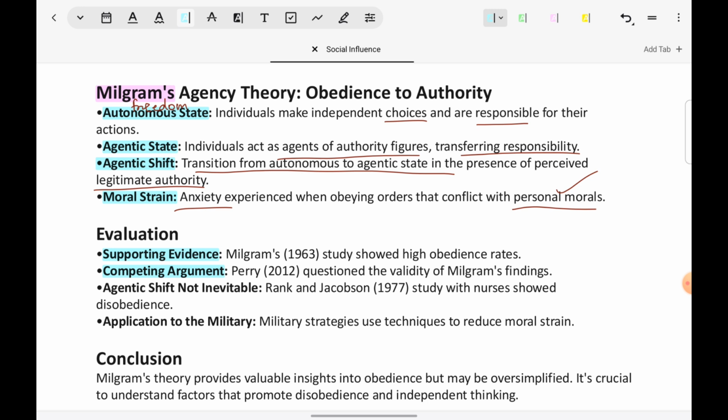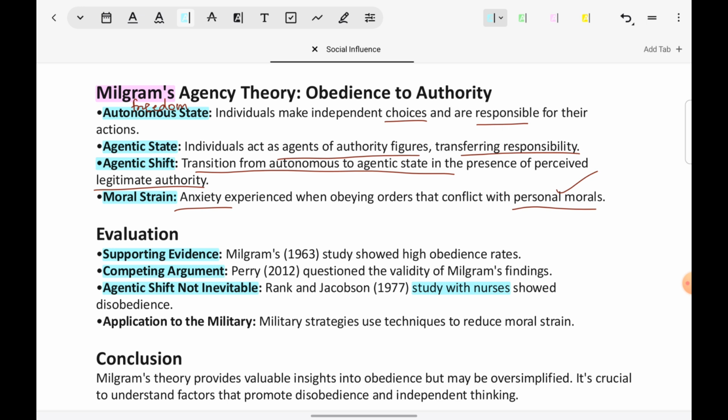Another weakness of this theory is that some studies have shown how agentic shift is not inevitable. There was a study with nurses which showed that obedience to an authority figure does not always happen. In this study, the researchers Rank and Jacobson had asked nurses to give a potentially lethal dose of medicine to a patient upon instructions by a doctor, who is the authority figure for nurses. Most of the nurses refused to give that medicine to the patient because they knew that could end up taking away the patient's life.